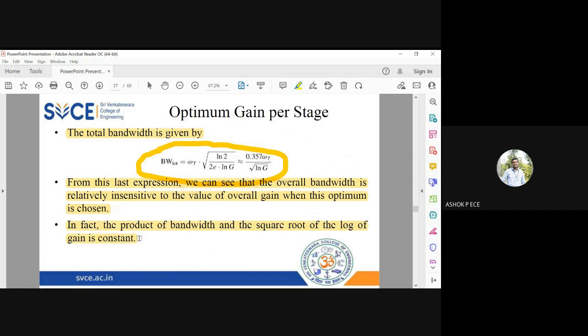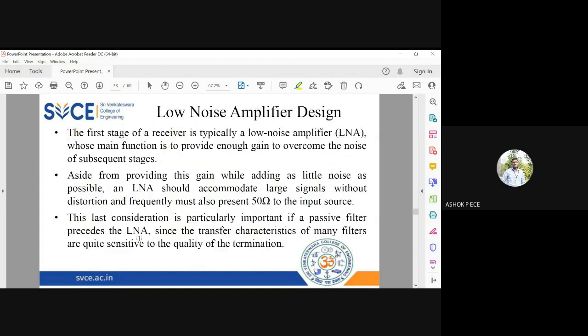So usually BW into G is constant for a single stage amplifier. But here, if you see, BW into root of ln G is going to be constant. So it is bandwidth into square root of log of gain is going to be constant.